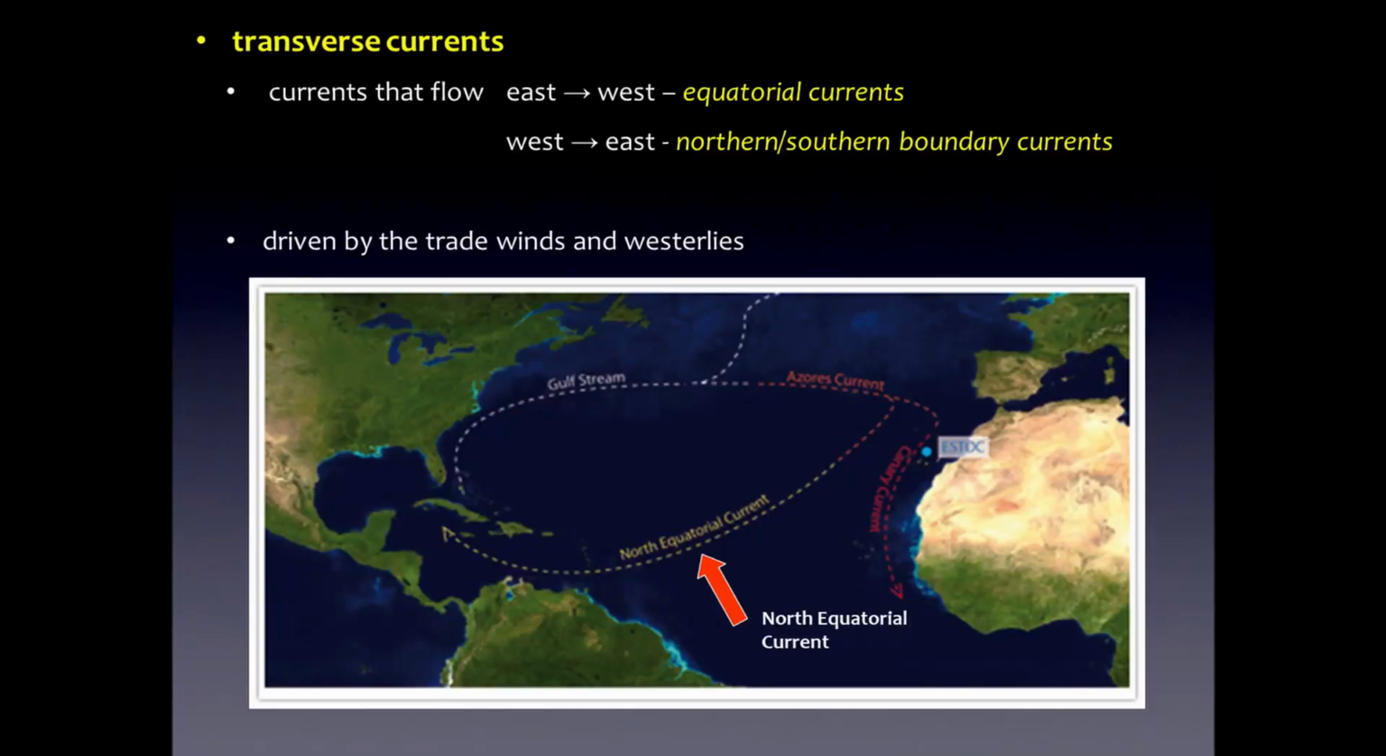The final currents that make up a gyre are the transverse currents, and these are currents that either flow east to west, known as equatorial currents, or currents that flow west to east, known as northern or southern boundary currents. There's nothing really significant to say about these currents. They're driven by the trade winds and the westerlies and basically move water that's carried by either the western or eastern boundary current over to its counterpart.